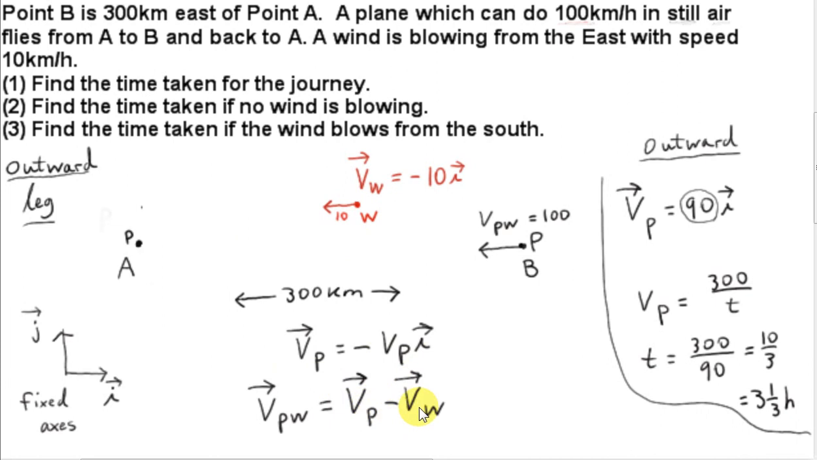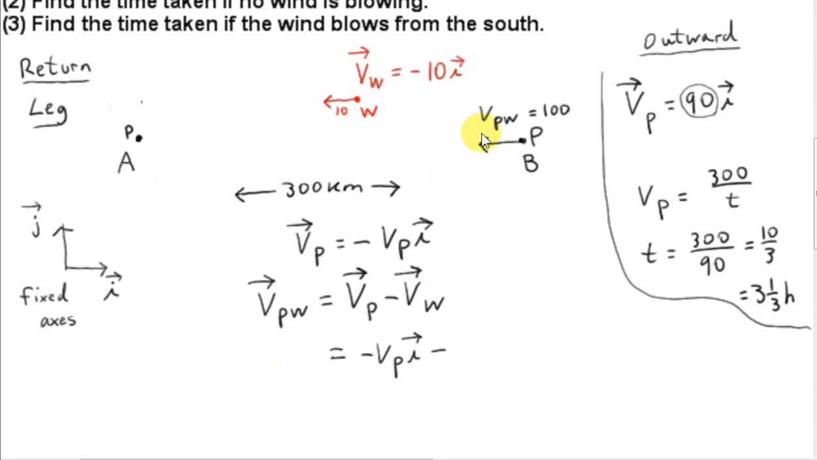Of course, that formula always holds. It's just that Vp is different in this situation. Now we're dealing with the return journey. Well, we'll refer to it as the return leg. Outward leg plus return leg constitutes the entire journey. Okay, so intuitively we expect Vp to be minus 110i, because the plane is moving with the wind.